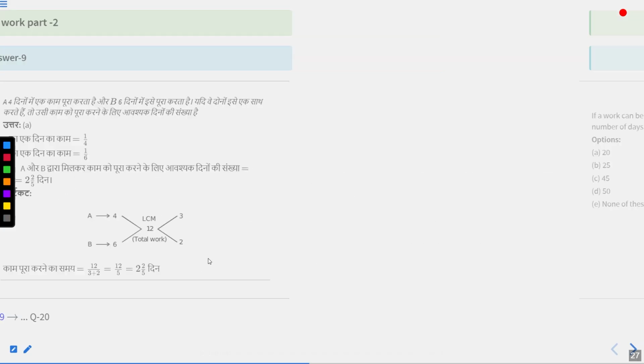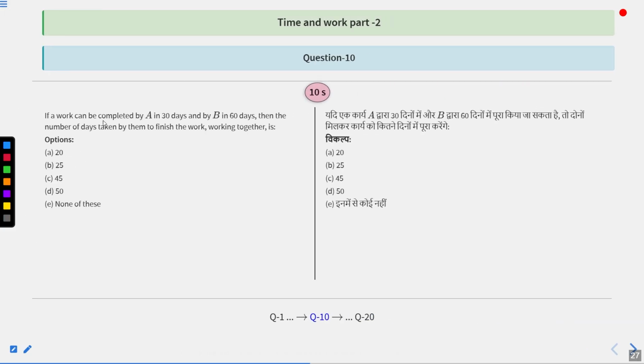Clear? Next one. If a work can be completed by A in 30 days and B in 60 days, then find the number of days taken by them to finish the work together. Clear? You have 5 options and 10 seconds to analyze the question. Your time starts now.